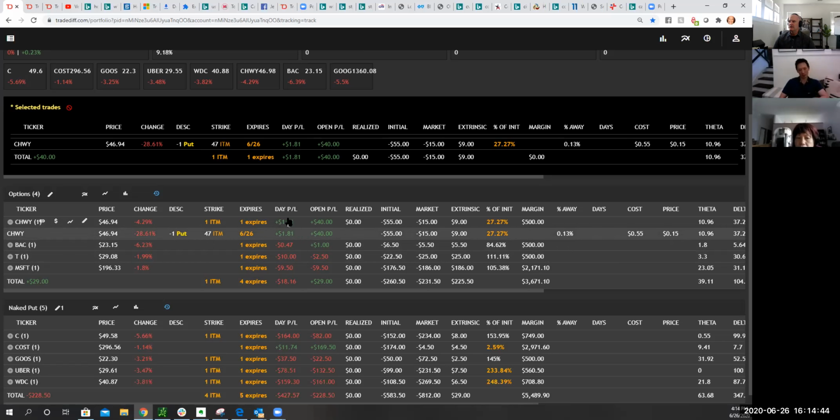So this day P&L is how much that current option made today. Alice, the first two things you should look at are, I think, day P&L and open P&L. And Dale, you can explain why. Open P&L is basically what you've made since you opened that trade. Realized is how much you've made on any trades that have been closed. Initial is what you initially collected.